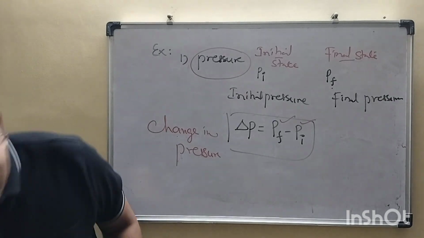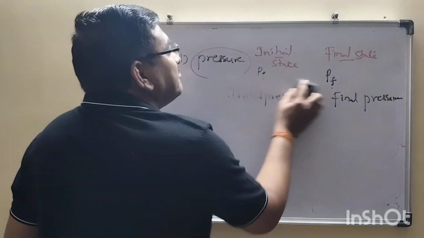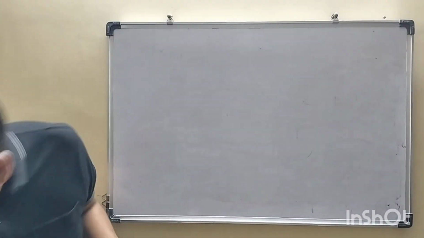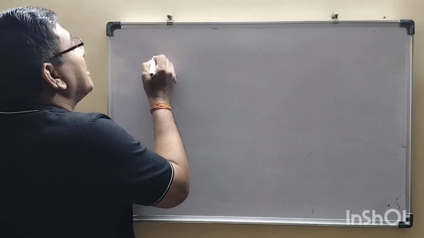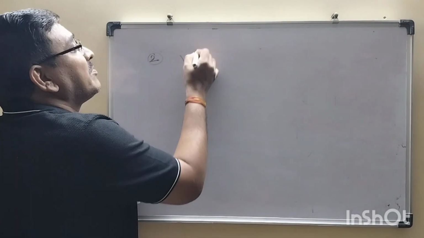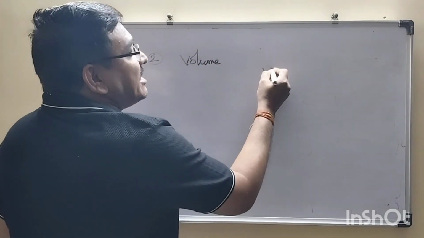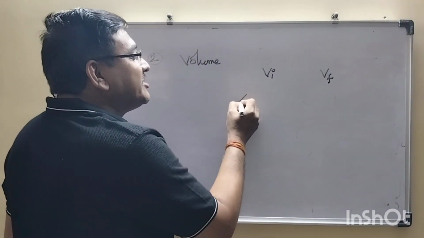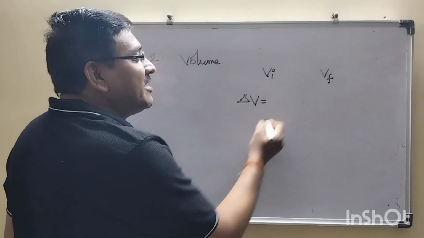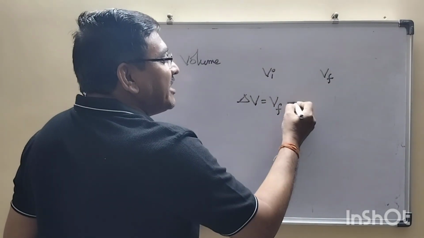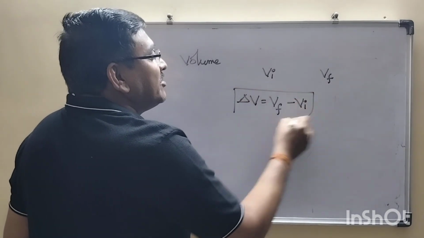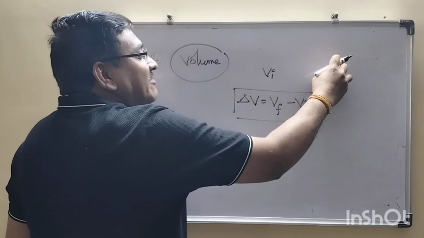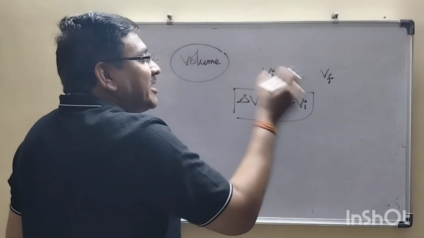Let us take up another example. The second example, volume. This is the initial volume Vi. For the final state there is the final volume, and the change in volume is delta V, which is Vf, final volume, minus initial volume. So volume is purely a state function which depends upon the initial state and the final state. The change in volume is Vf minus Vi.